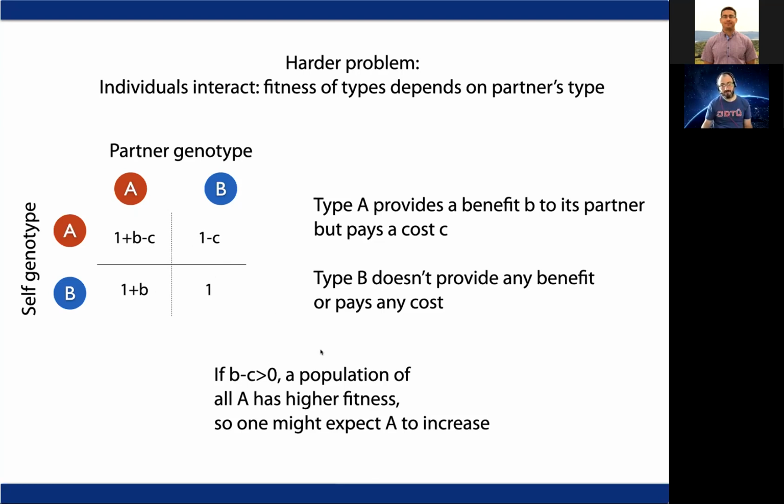So in this scenario, if B is greater than C, if the benefit that you give to your partner is greater than the cost that you incur, then a population of all A's will have higher fitness, because it's 1 plus B minus C, and if B minus C is positive, that's greater than 1, the fitness of a population of all B's. So in a naive fitness maximization sense, you might expect the population of the A genotype to be more fit, and therefore increase in frequency, because when they interact with each other, they actually get more benefit.